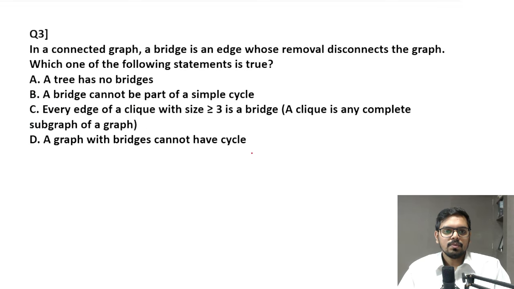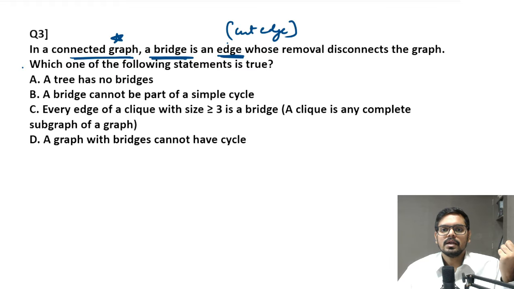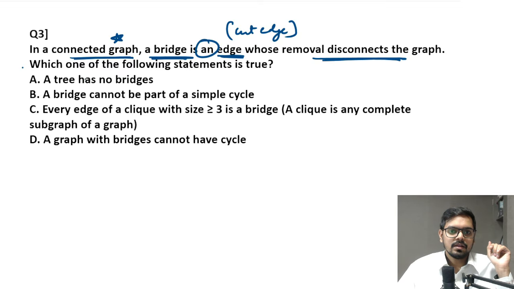Okay. To question number 3. In a connected graph, a bridge is an edge whose removal disconnects the graph. Which one of the following statements is true? We have 4 options. Pause the video, try, then look at my solution. Tried. So here they are saying in a connected graph, very important, a bridge. You remember a bridge? Edge connectivity, yes. So if you remove just one edge, it's not a vertex, it's a cut edge. So basically here they are talking about a cut edge because it is one edge. So one edge removal disconnects the graph. Which of the following statements is true?